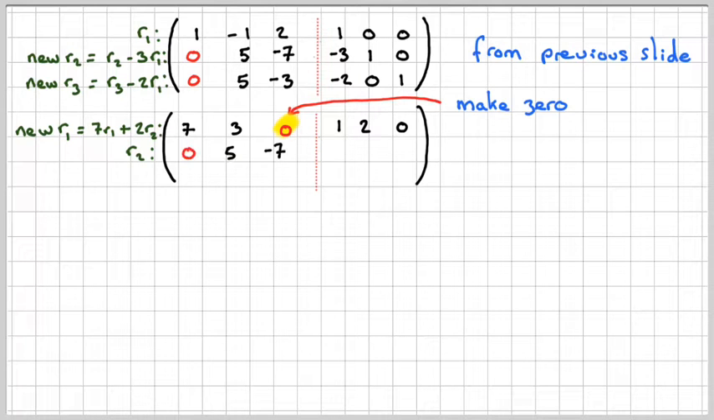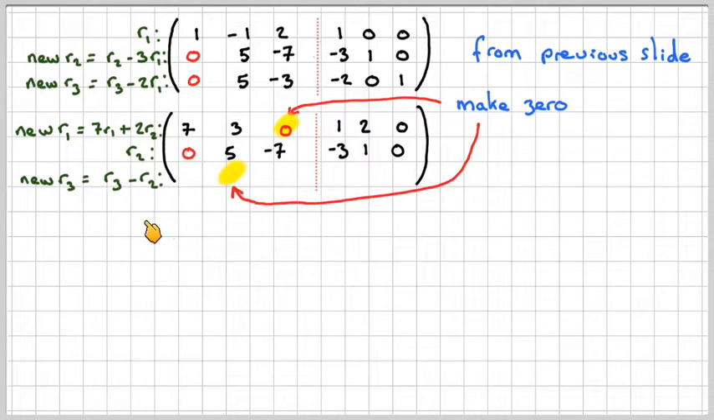Row 2 we're just going to keep the same at the moment, and then we're going to make this element here equal to 0 by doing new row 3 as row 3 minus row 2, and if we use that, that will ensure that these two keep as 0. So the first element will be 0, and then if you do 5 minus 5 you get 0.